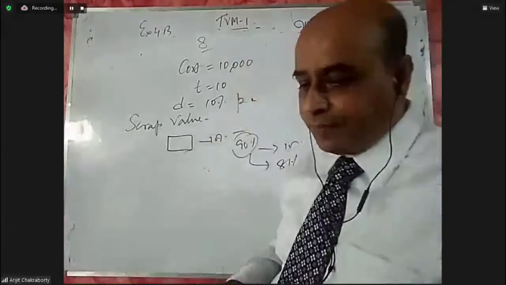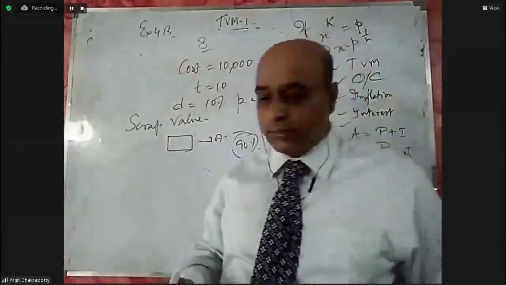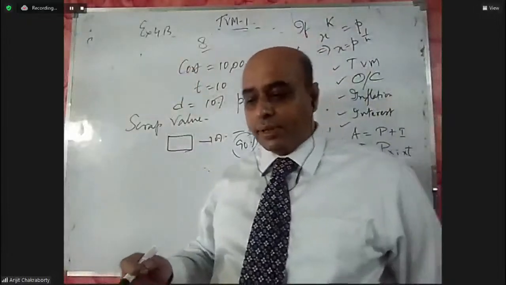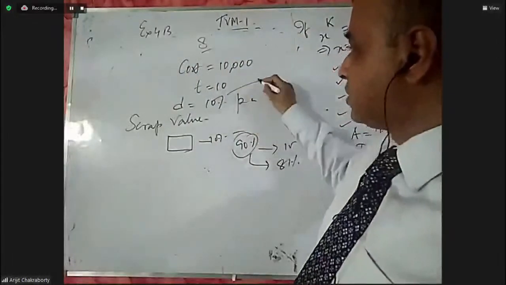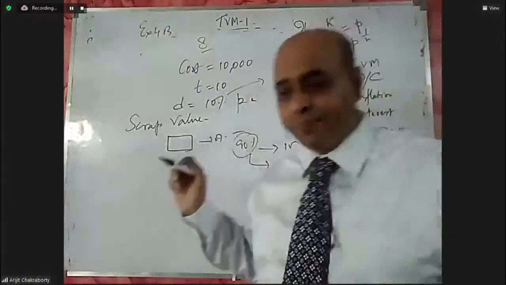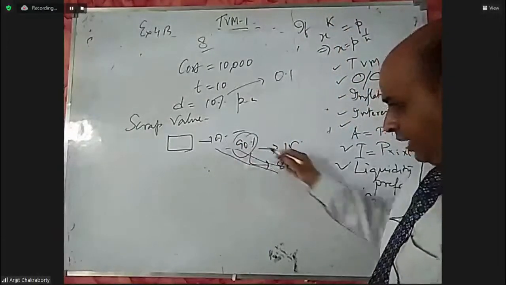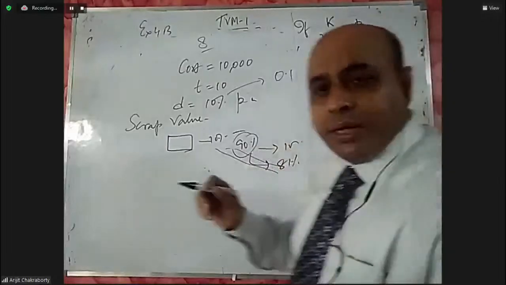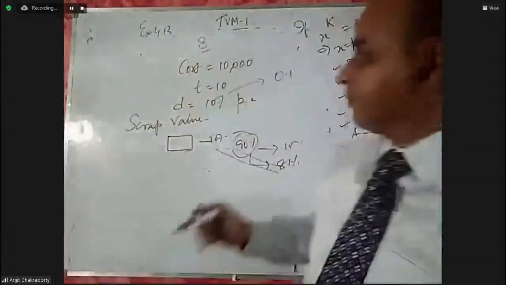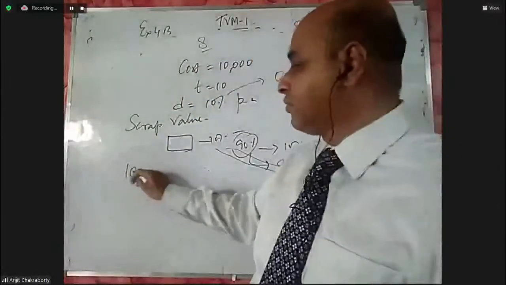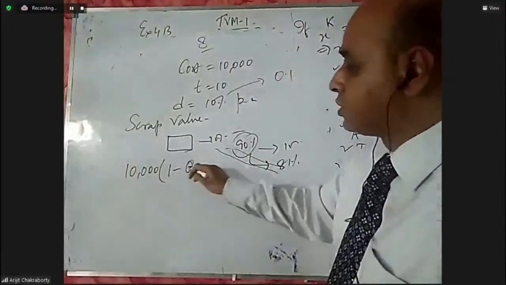So we have to find the scrap value. The cost is given as 10,000 and the time is 10 years. The rate of depreciation is 10%, and 10% means 0.1. So the value will go by 90%. 10% is getting depreciated every year, so we are left with 90%, 90%, and this is the written down value method. So to find the scrap value, 10,000 into 1 minus 0.1.